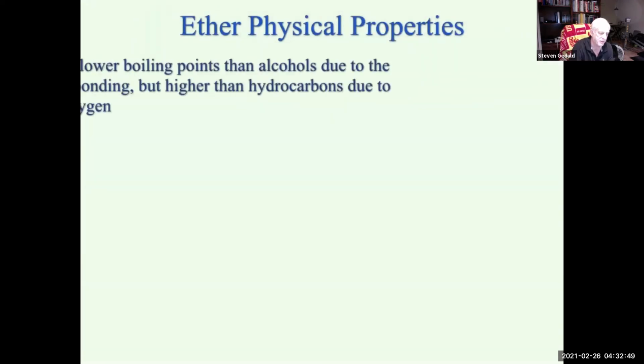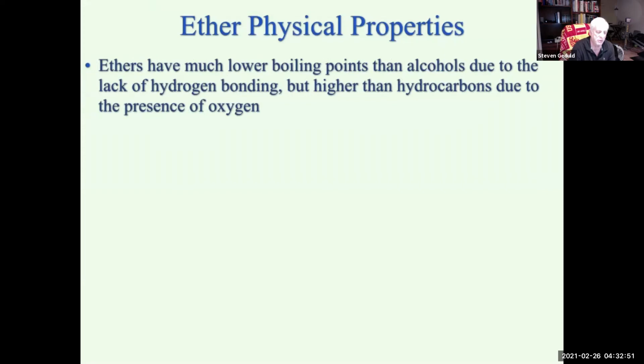Physical properties of ethers. They have much lower boiling points than alcohols because they do not have hydrogen bonding. They don't have that force holding them together. But they're higher than hydrocarbons, which don't have any oxygen at all, because that little bit of oxygen pulls electrons, giving a little bit of polarity so they stick together. So the boiling points are lower than an alcohol, but higher than a hydrocarbon.